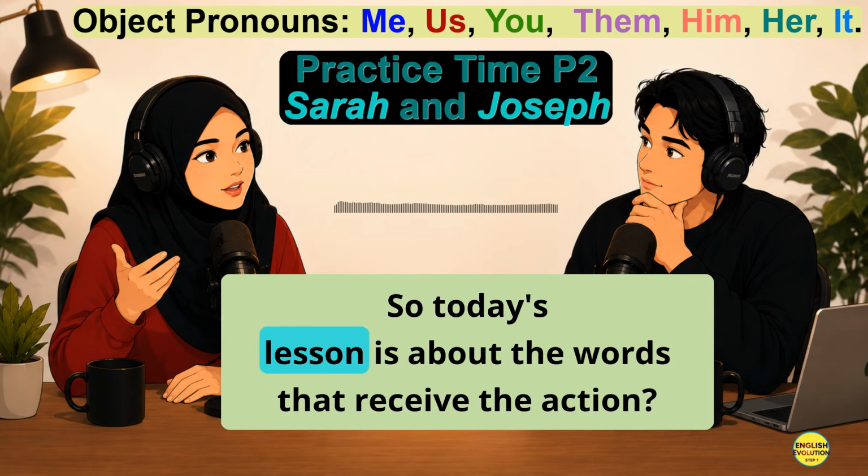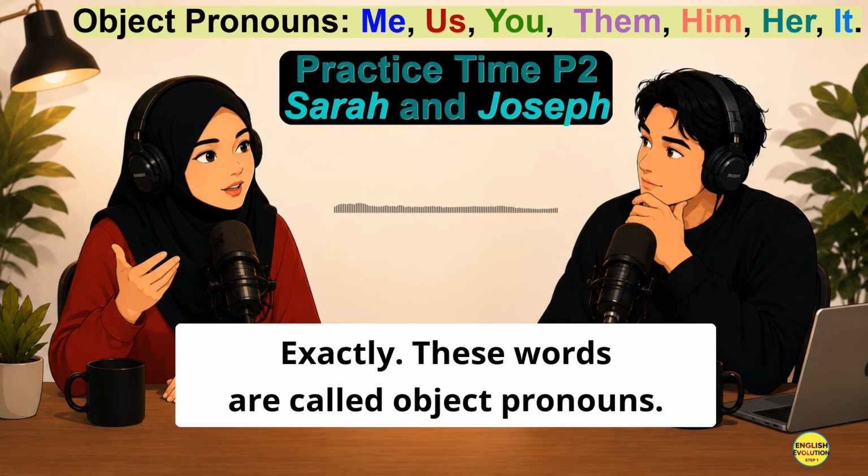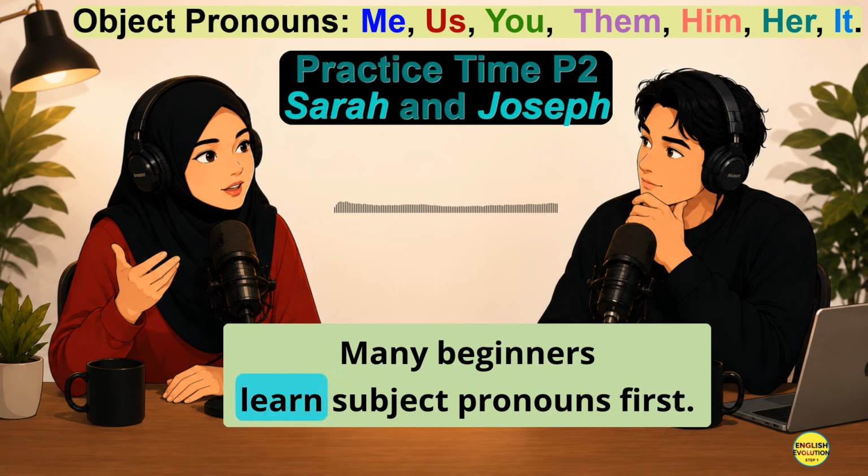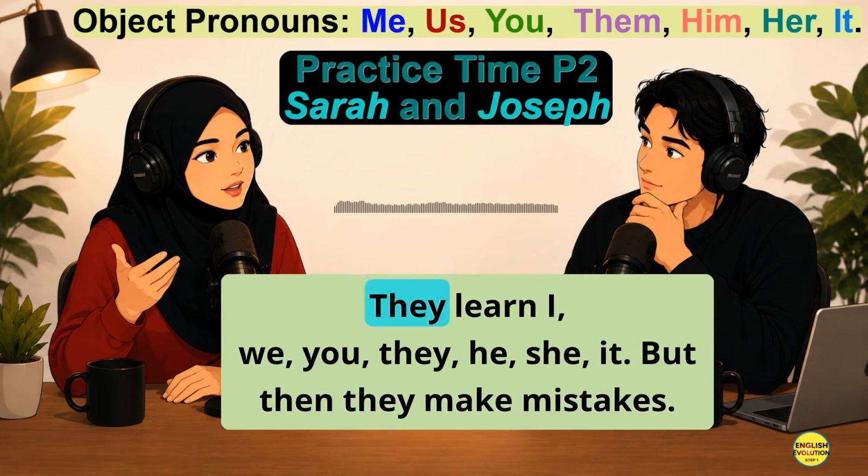So today's lesson is about the words that receive the action? Exactly. These words are called object pronouns. They are small words, but they make English sound natural. Let's begin. Many beginners learn subject pronouns first. They learn I, we, you, they, he, she, it.